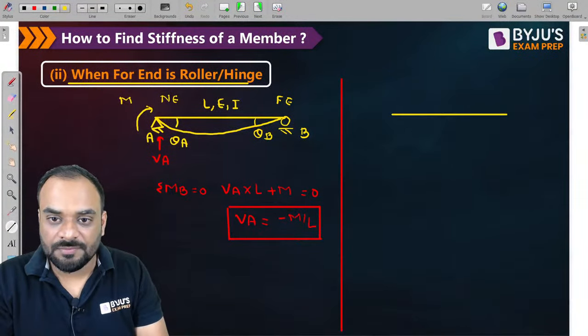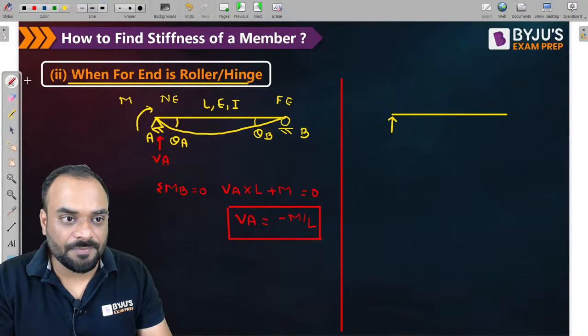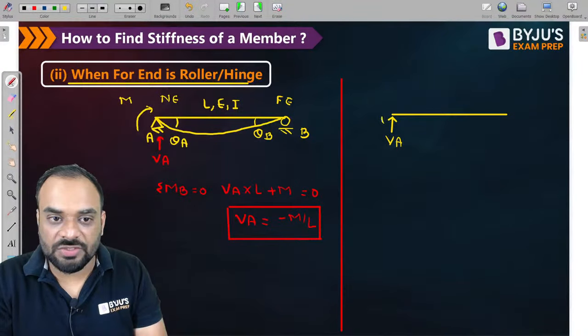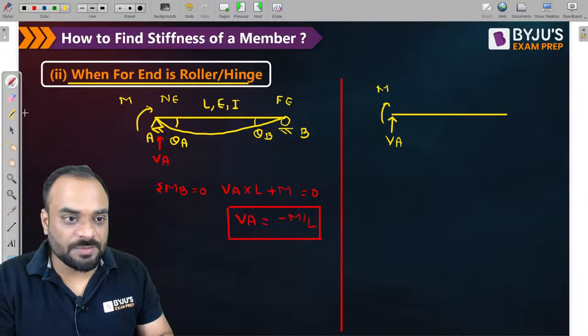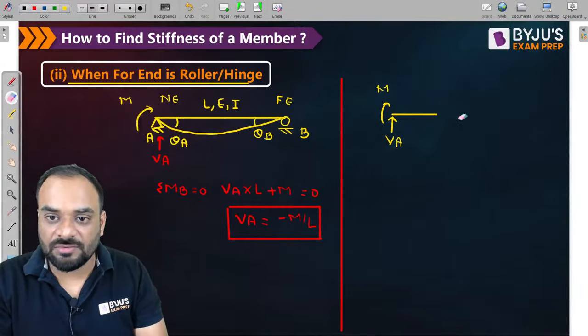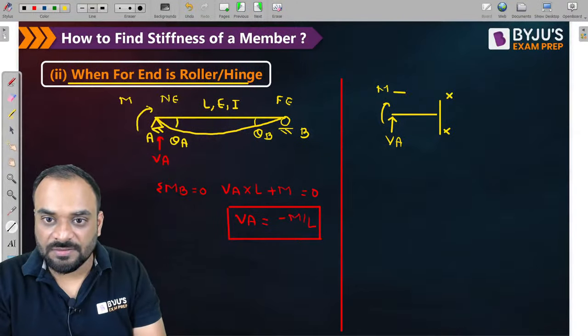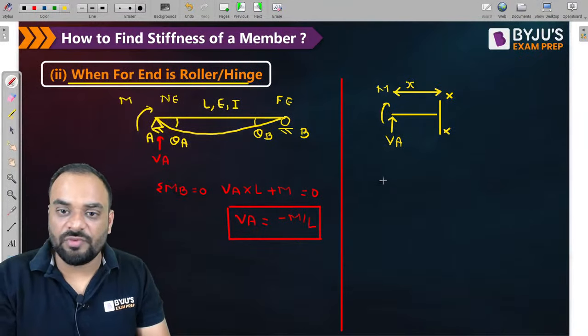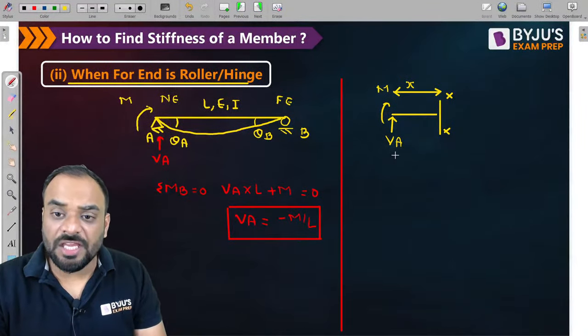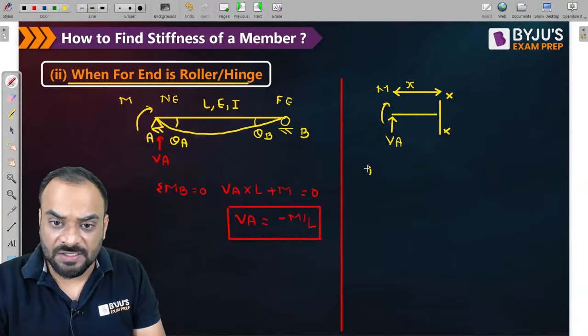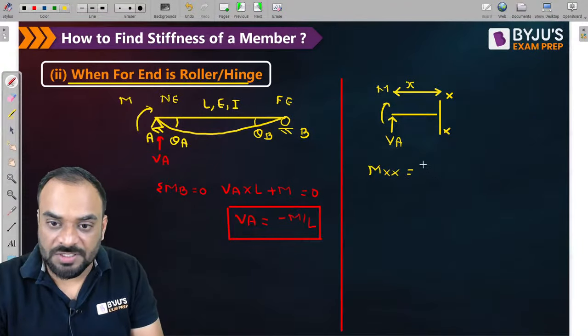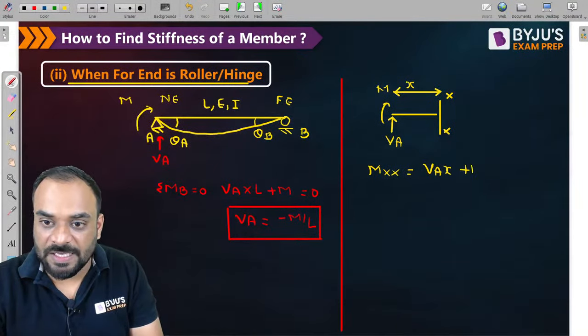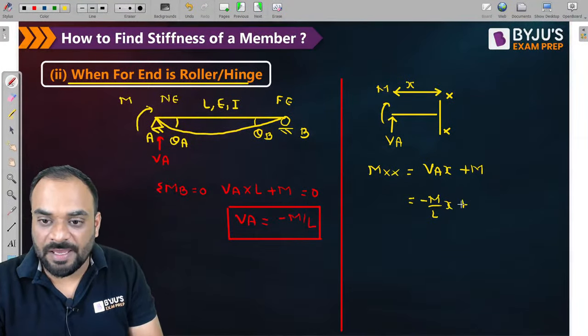Correct? Let us consider this is VA and this one is M which we are applying. And let us suppose the distance which we are taking is x. This distance is x. Now what we will do guys, we will try to find out the equation of moment at section xx. So Mxx is equal to how much? It is equal to VA into x plus M. Correct? Now what is the value of VA? It is minus M by L multiplied by x plus M.